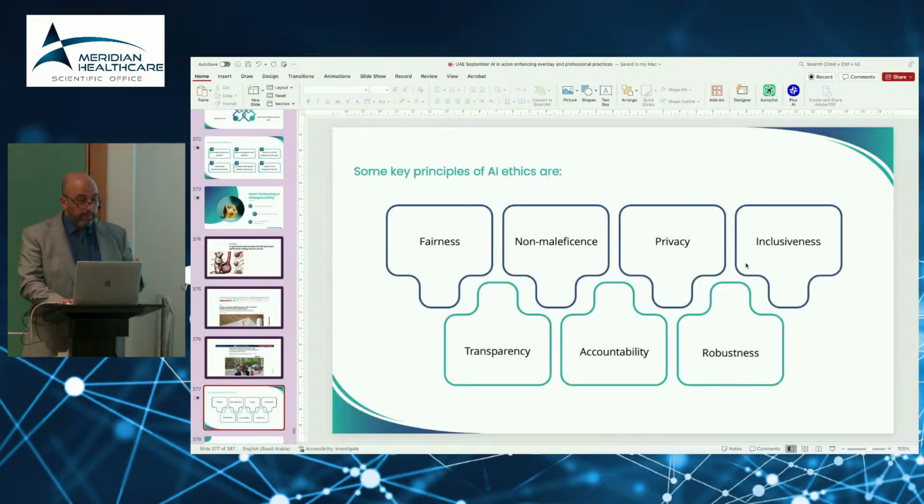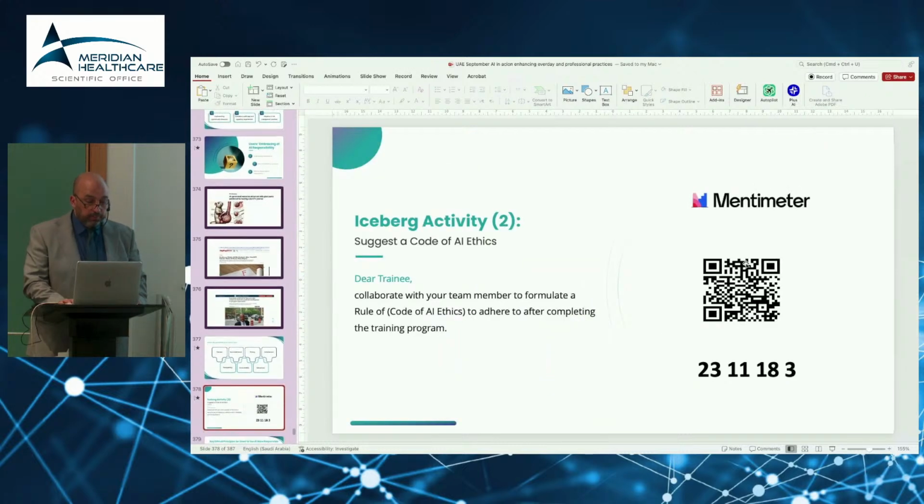So this is misuse. But we need to consider some key principles of AI ethics, including fairness, non-malfeasance, privacy, inclusiveness, transparency, accountability, and robustness.